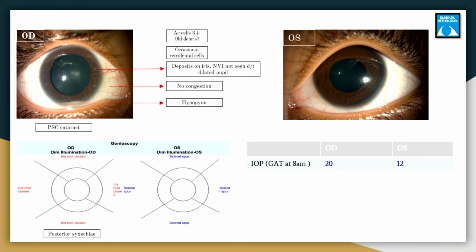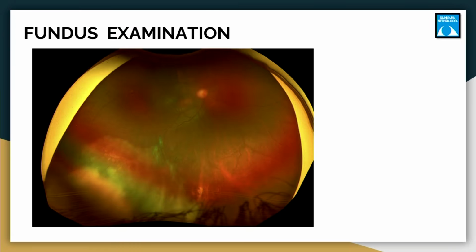On gonioscopy of the right eye, the iris root was closed in all quadrants with posterior synechiae. The left eye was open till the scleral spur. And the intraocular pressure measured with Goldmann applanation tonometry was 20 and 12 respectively. This was the right eye fundus examination.